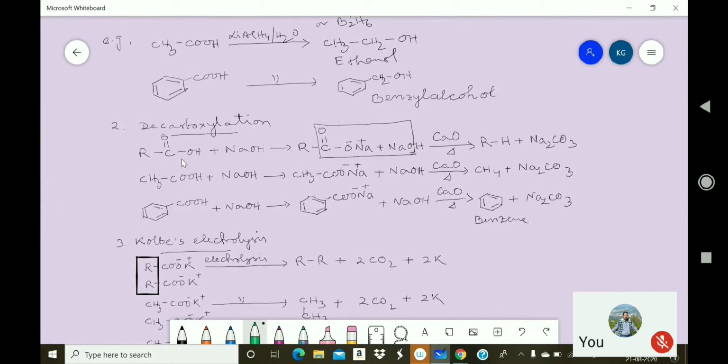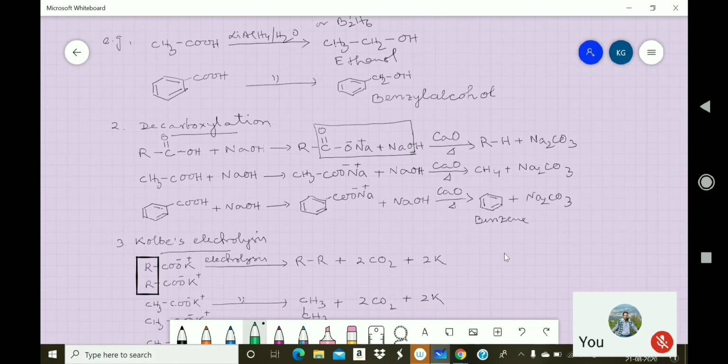That means this reaction can be used for descending of the carbon chain. As an example, here ethanoic acid gives rise to methane. Benzoic acid, this carbon will be removed when heated with soda lime, giving rise to benzene.